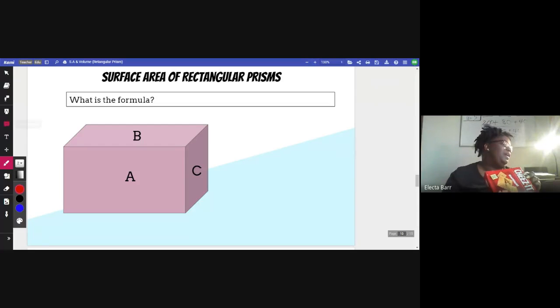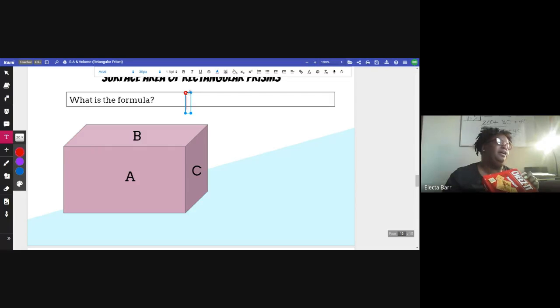So I'm going to make note of that. I'm going to grab my text box because that's going to be important. Remember, surface area is everything on the outside. We're talking about the outside of the shape. So if I'm talking about the outside, I know that I have two part A's on the outside of my box. I'm going to just keep it 2 for right now.